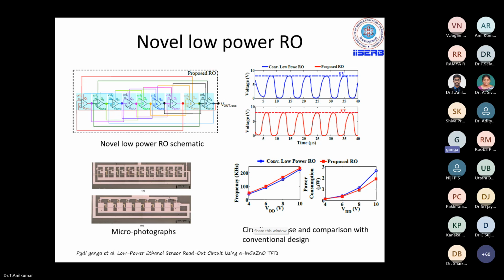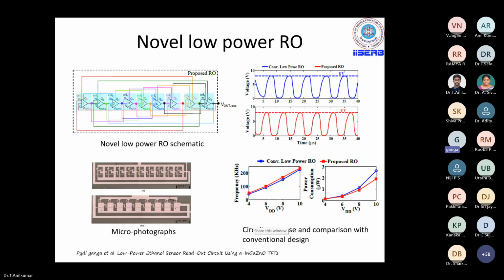In the top left corner, we can see the proposed schematic where the signal is being skewed. Instead of taking the output from the very last stage, the intermediate signal has been fed to the inputs of the inverters. With this, we are able to see significant improvement in the frequency of operation. Respective micrographs after fabrication, we can see in the pictures at the bottom. This work is done by my PhD student. Here we can see the measured data.